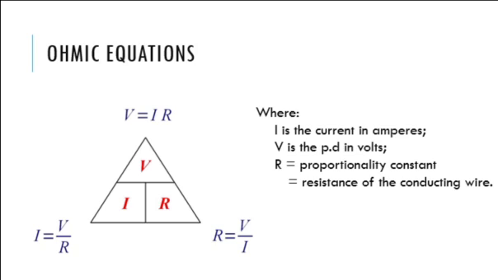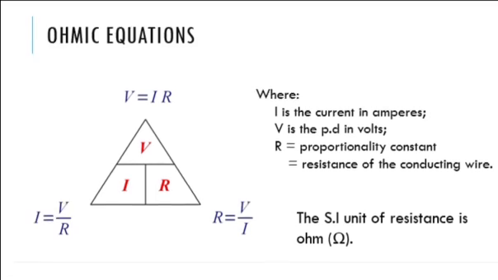Now I stands for current, measured in amperes, V stands for potential difference in volts, and R stands for the resistance of the conducting wire, which we can also refer to as the proportionality constant. The unit for resistance is the ohm.